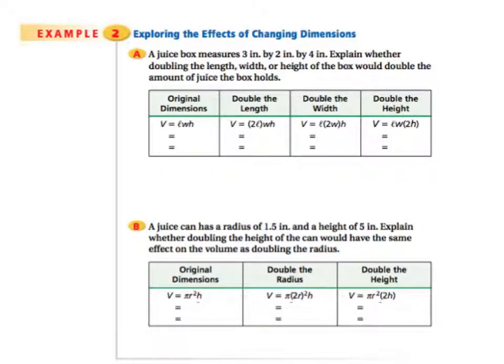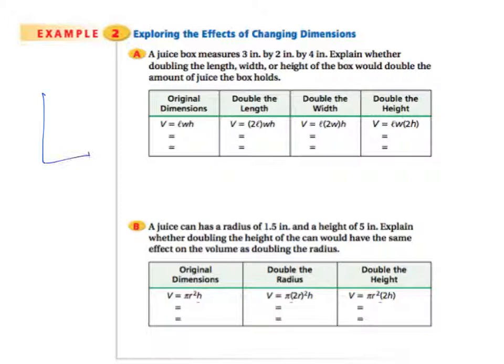Next, we're going to figure out what changes when you change a dimension. So if you change the length or the width or the height, what happens? First of all, we have a juice box. Letter A, a juice box measures 3 inches by 2 inches by 4 inches. Explain whether doubling the length, width, or height of the box would double the amount of juice the box holds.